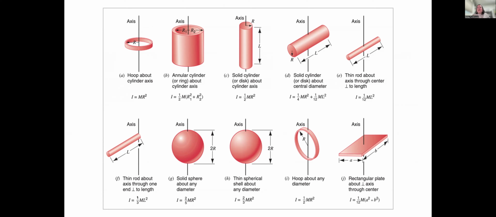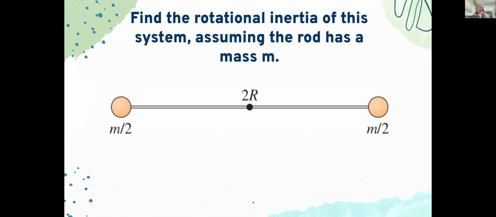And then the other ones that could potentially be relevant for us are the solid sphere and a spherical shell or hollow sphere. So the solid sphere is 2/5 mr squared, and the spherical shell is 2/3 mr squared. Now let's do this example from Tuesday, but now we're not going to ignore the mass of the rod. So let's do that.